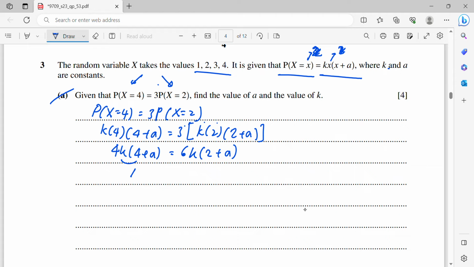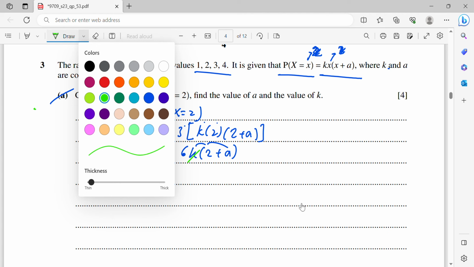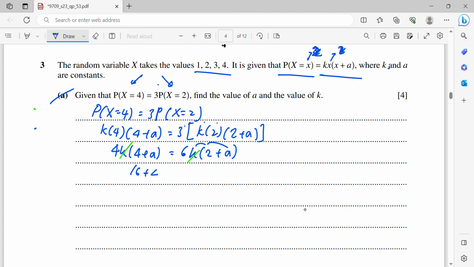4k times 4 will be 16k, and 4k times a will be 4ka. On the right hand side, when you do expansion, it will be 12k plus 12 plus 6ka. Basically, the k can be cancelled off from all terms, which means I can just ignore the k and reduce the variables. So I cancel out from both sides. That means now it will be 16 plus 4a equals 12 plus 6a.